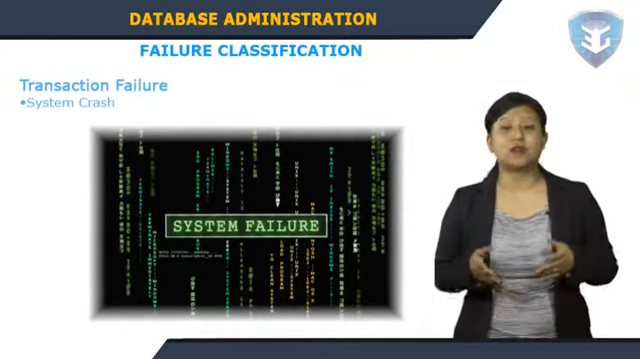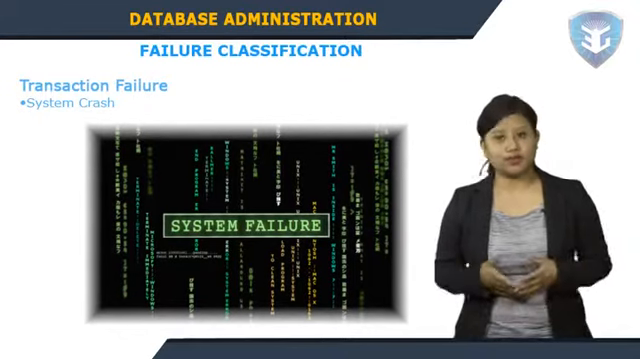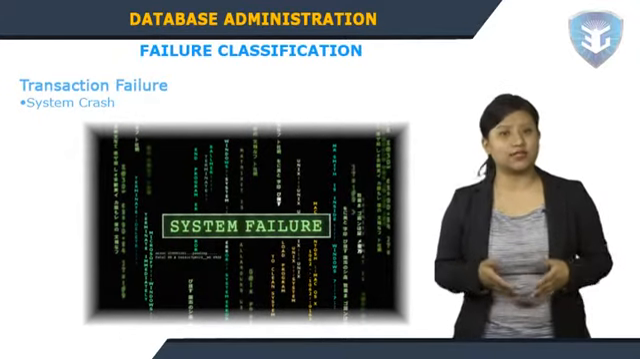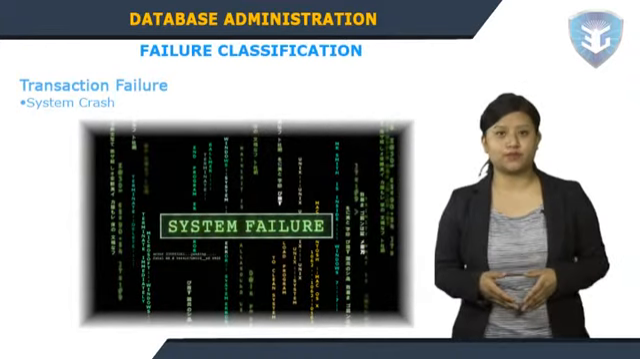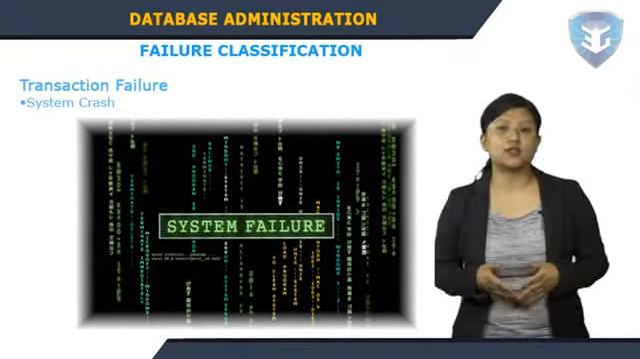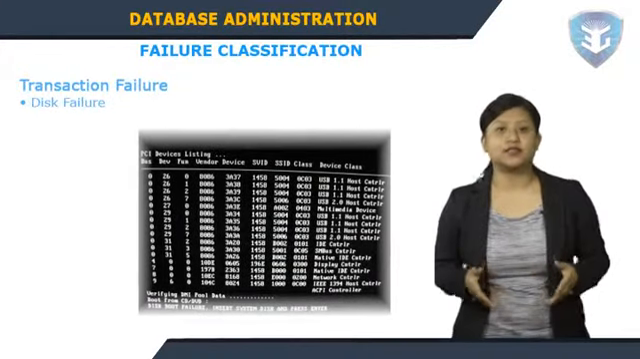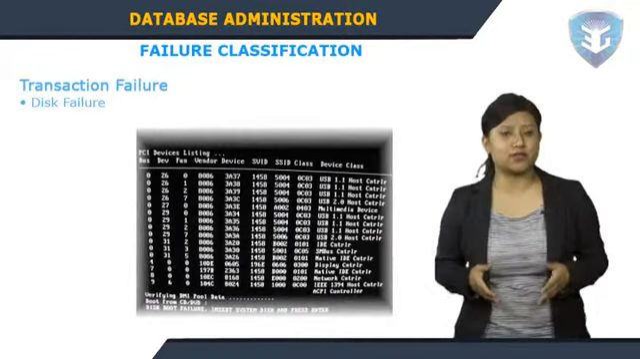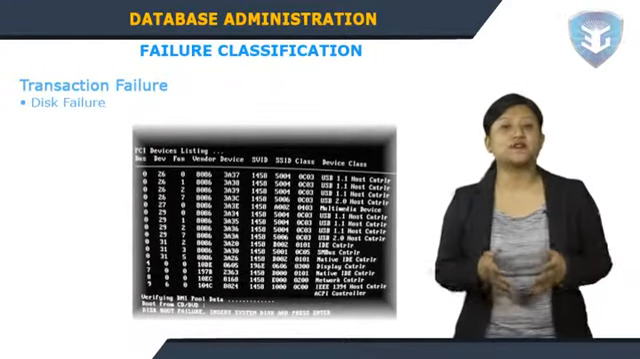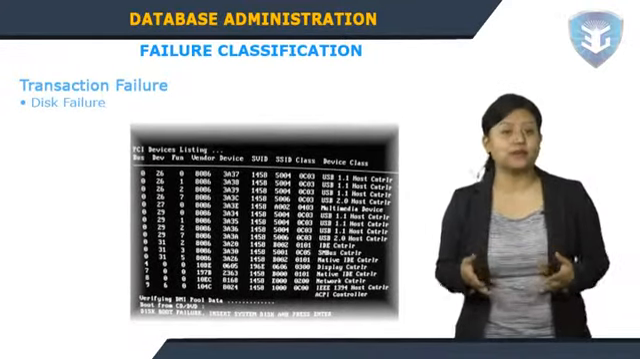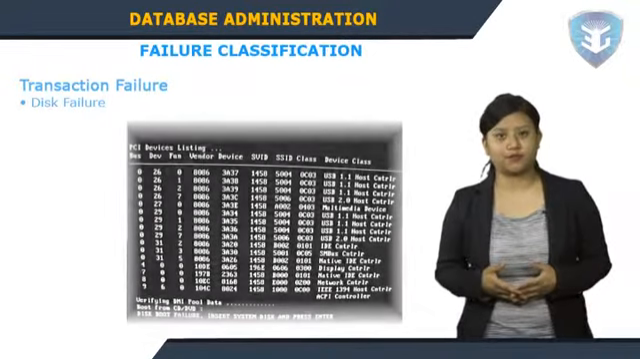System crash. There is a hardware malfunction or a bug in the database software or the operating system that causes the loss of the content of volatile storage and brings transaction processing to a halt. The content of non-volatile storage remains intact and is not corrupted. Disk failure. A disk block loses its contents as a result of either a head crash or a failure during a data transfer. Copies of data on other disks or archival backups on tertiary media such as tapes are used to recover from the failure.